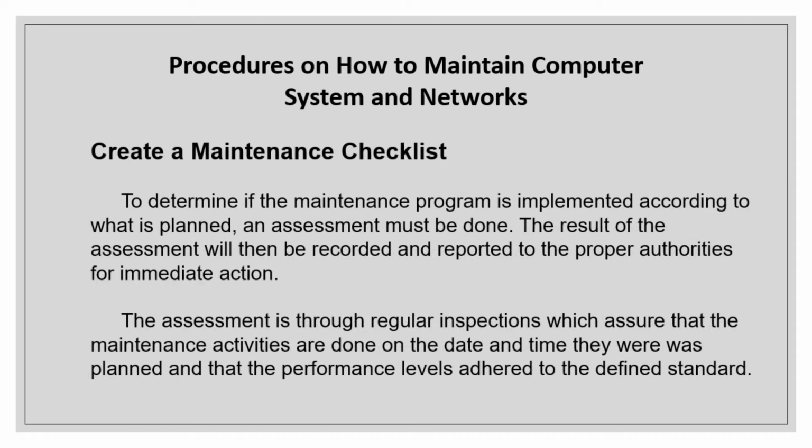Create a maintenance checklist. To determine if the maintenance program is implemented according to what is planned, an assessment must be done. The result of the assessment will then be recorded and reported to the proper authorities for immediate action. This assessment is through regular inspections, which assure that the maintenance activities are done on the date and time planned, and that the performance levels adhere to the defined standard.